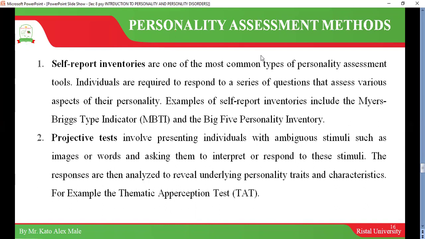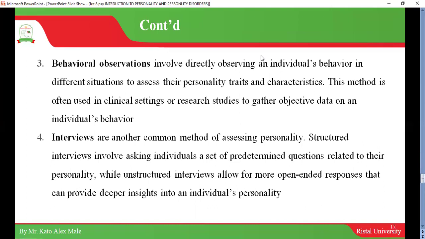Then projective tests. These involve presenting individuals with ambiguous stimuli, such as images or words, and asking them to interpret or respond to these stimuli. The responses are then analyzed to reveal underlying personality traits and characteristics. An example of a projective test is the Thematic Apperception Test. We subject the individual to a certain stimulus, and then we watch their response to that stimulus.